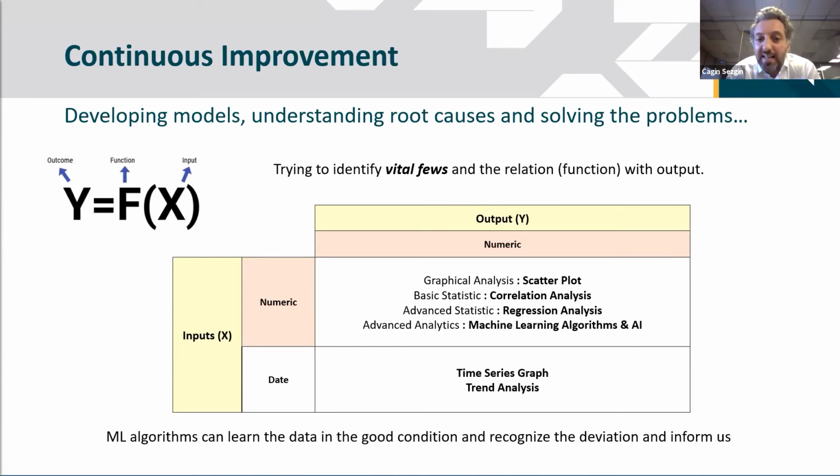And with advanced analytics, sometimes regression analysis cannot be done and isn't enough. For example, think that we have big data. We have a lot of data, and you cannot analyze that data with regression analysis. So machine learning algorithms and artificial intelligence techniques come in at that point, and they are one step further than regression analysis, and they help you to identify the models.